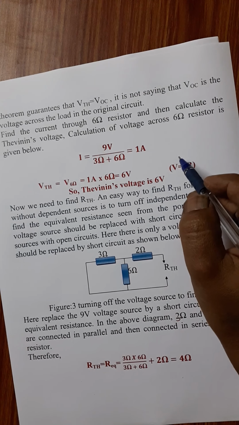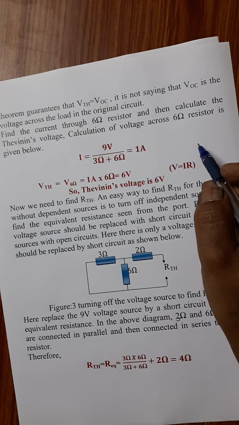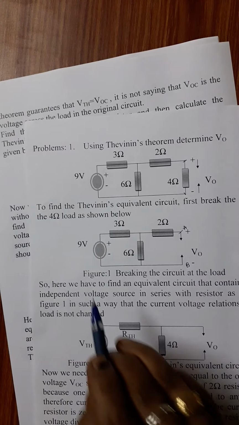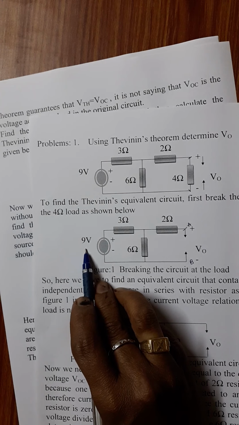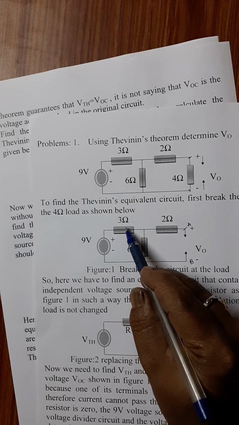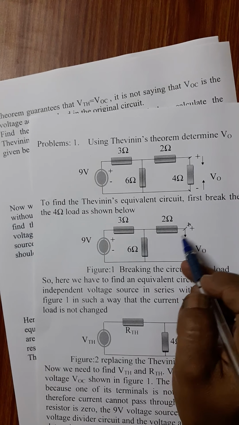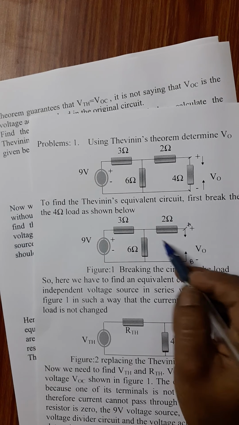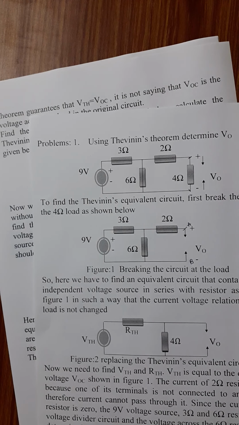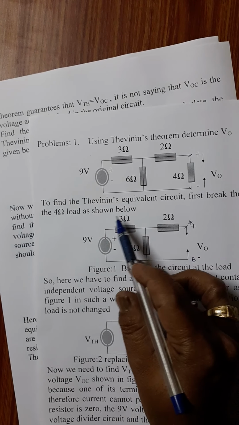That is by using Ohm's law, V equal to I into R. So I is equal to V by R. The given voltage is 9 volt. This source is connected in between the 3 and 6 ohms. The other end is connected to the 2 ohms, which is open here. So this is open, so the current through the 2 ohm resistor is 0. So just consider this part.